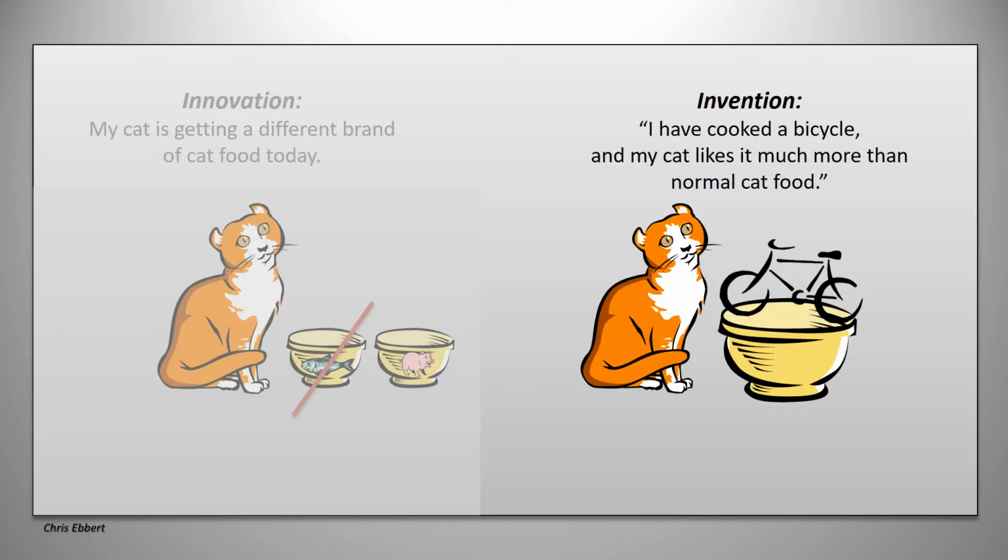An invention it would be if you find out that if you cook bicycles, cats go completely crazy for it. Yeah, you invent a new kind of cat food based on cooked bicycles, and it's a freak discovery, and everybody goes, my God, I can't believe this, and nobody would have guessed, and nobody has seen this before. Cooked bicycle cat food. Now that is an invention, right?